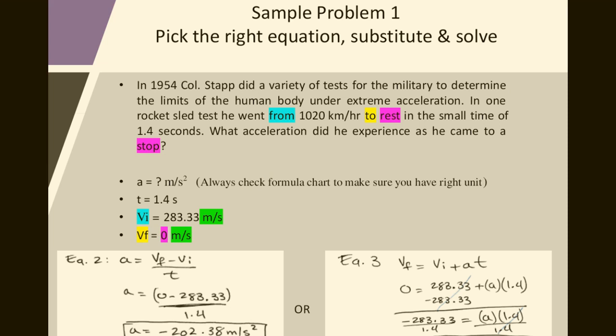Next, we have to decide which equation we will use. Since our known and unknown variables are t, v_f, v_i, and a, we can use either equation 2 or 3. I've shown both equations to simply show the math steps used for algebra review purposes, but as you can see, the answer is the same.